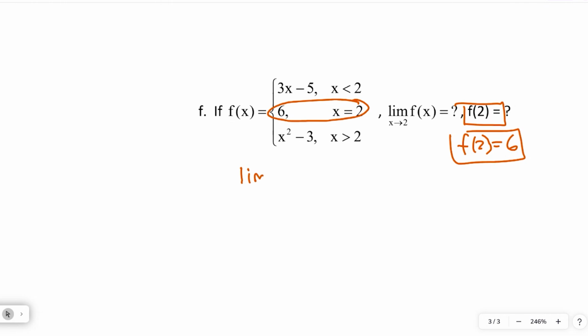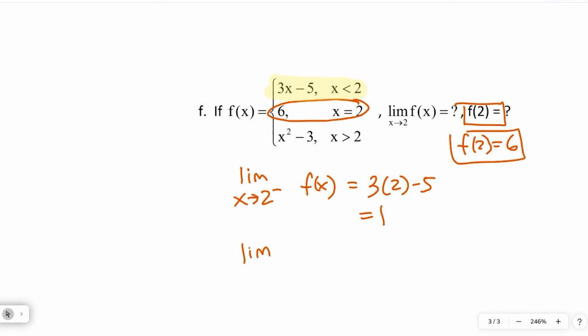The limit as x approaches 2 from the left, that one is going to look at the piece where x is less than 2. So we're going to find the limit as x approaches 2 of this function, and that's going to equal, or actually, you know what? Maybe I'll write it like this, just to kind of simplify this. The limit as x approaches 2 from the left of the overall function is going to equal 3 times 2 minus 5. So that'd be 6 minus 5 is 1.